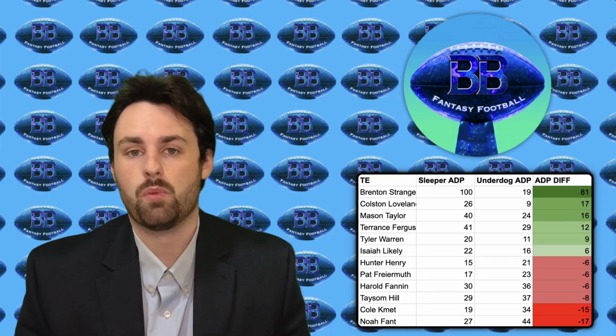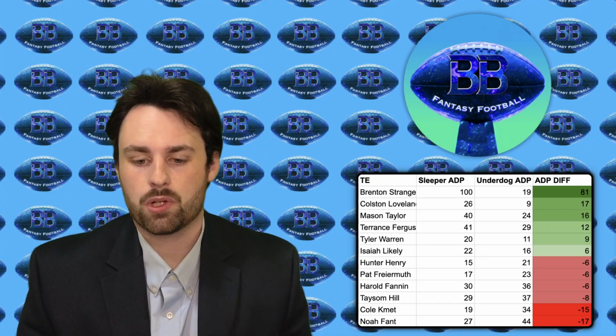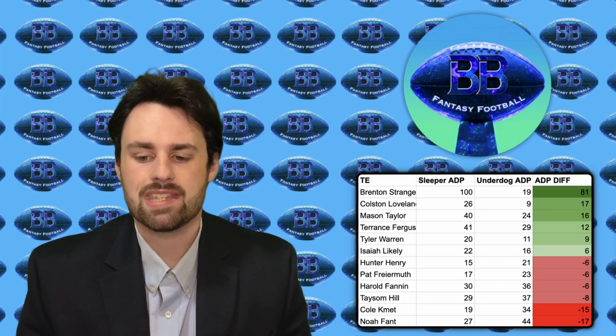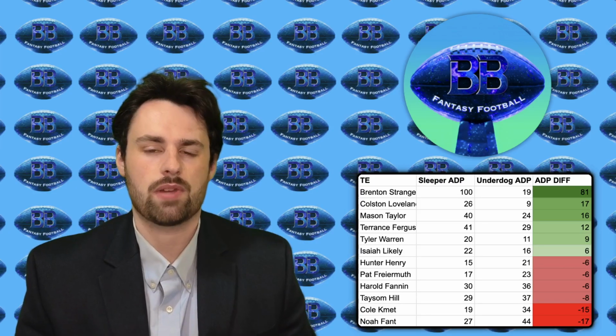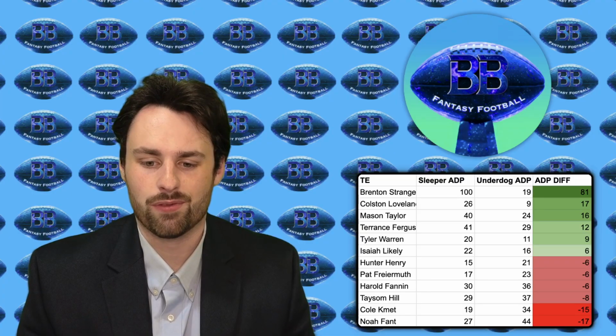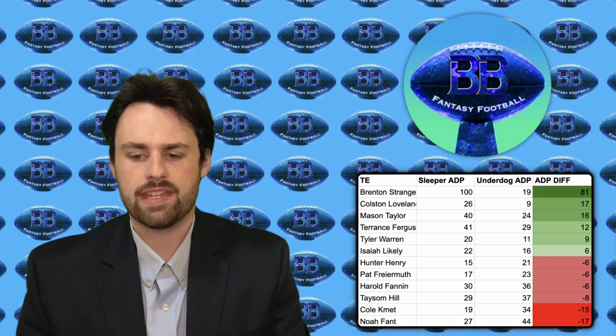In 2 months, I promise you this will change, but he still will be a value. So Colston Loveland is 17 spots higher. Mason Taylor is 16 spots lower on Sleeper than he is on Underdog. Second round tight ends, we really love to take a shot on those guys. The hit rate in the second round for long-term fantasy success is better than it is in the first round. Then you've got Terrence Ferguson.